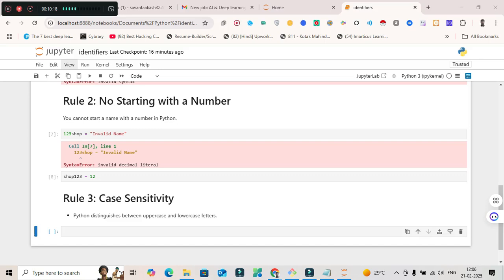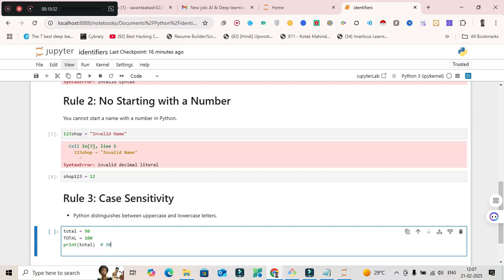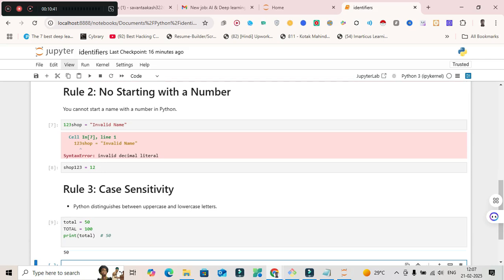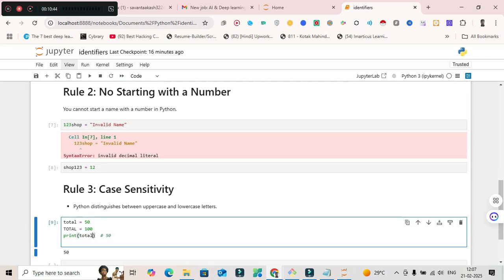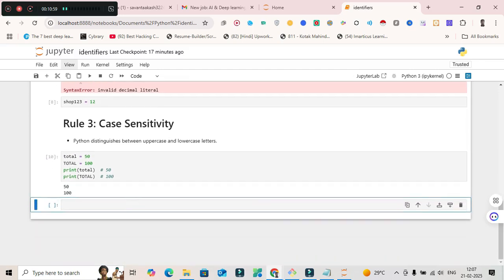Let me give you an example so that you will understand. I have taken one all in small case and one in upper case. See here, I have written this one correct. Are you understanding? It is treating them differently, correct guys? So this is what you have to understand. This is all about the case sensitivity rule.